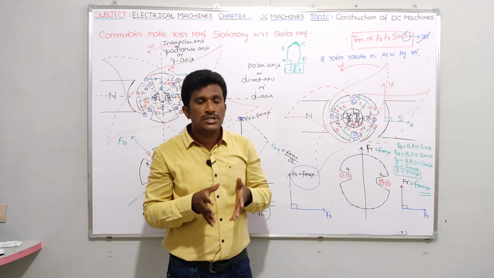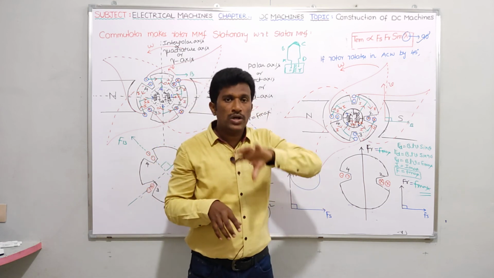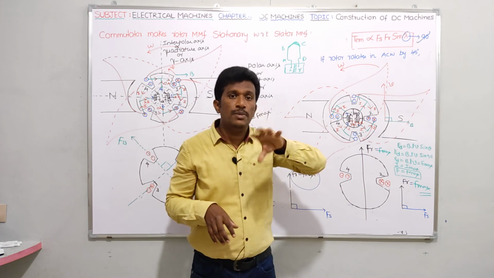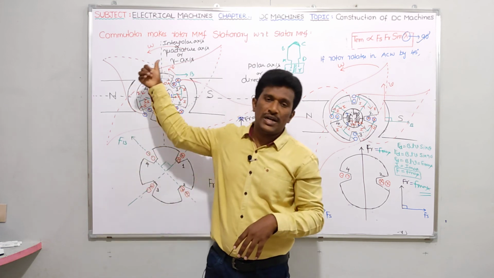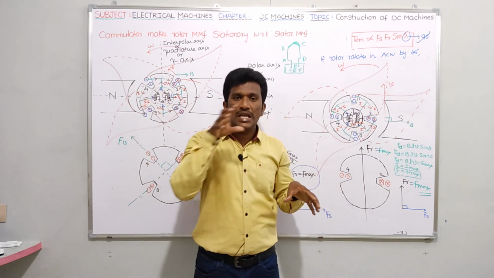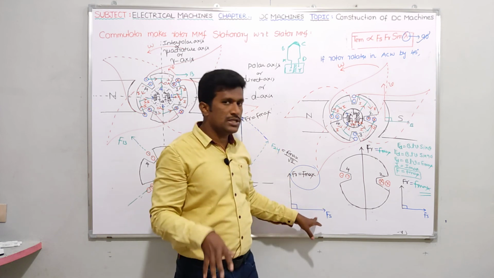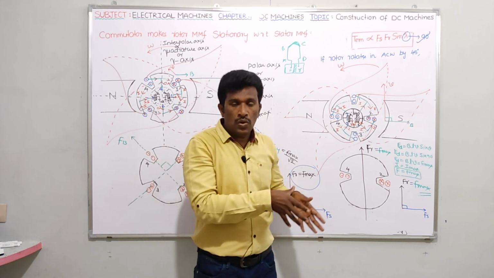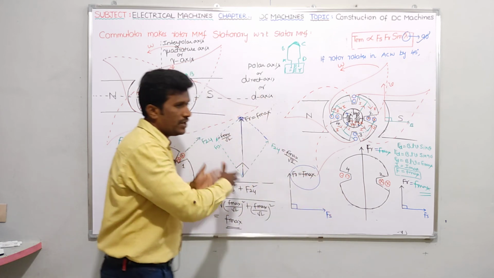But problem is, generally people will think like this, sir, we are placing armature winding in the rotor, it is moving, therefore Fr also will be moving. No, like that people will be thinking. For that only commutator is there. Commutator makes rotor MMF stationary with respect to stator MMF. If stator MMF speed is 0 rpm, it makes rotor MMF speed also 0 rpm. So that only we justified here.